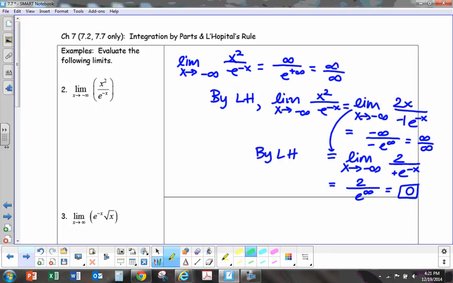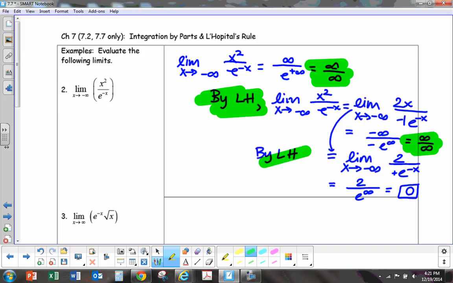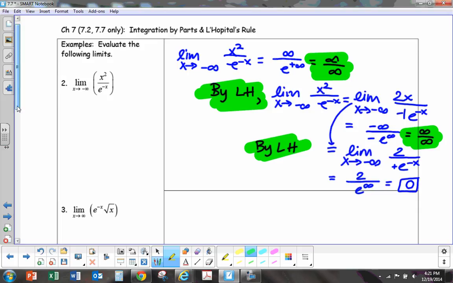But again, before you want to use L'Hopital's rule, you have to establish that you have either infinity over infinity or 0 over 0. So if I wanted to use it twice, I established that one time, and then again I established that it equaled infinity over infinity. So by L'Hopital's rule, I was able to differentiate again.